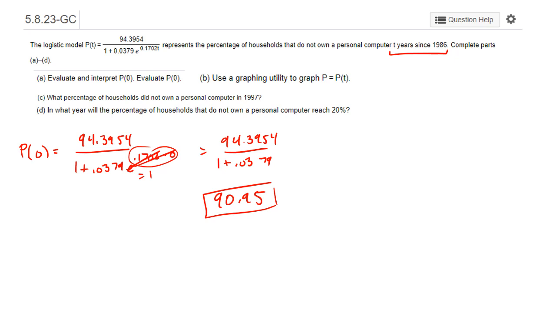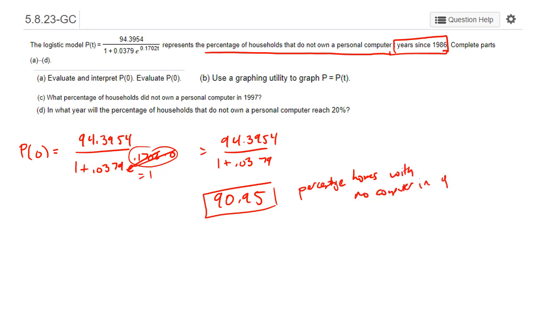Okay, so we've evaluated it, but let's actually interpret it. This represents the percentage of households that do not own a personal computer in the years since 1986. So if T is 0, that means no years have elapsed since 1986. So this is the percentage of homes with no computer in the year 1986. That's part A. Part B is using a graphing utility to graph this. We'll actually come back and I'll copy something at the end.